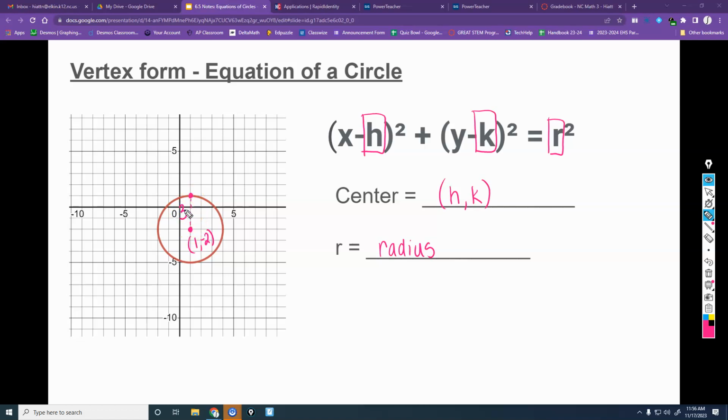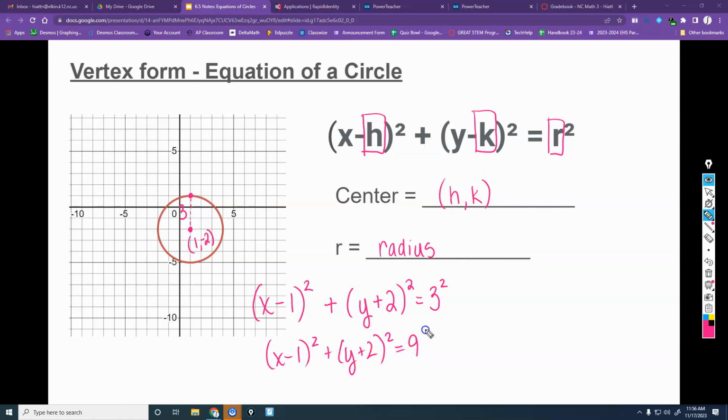So if I want to write the equation of this circle, it will look like this. I will have x minus 1 squared. So that positive 1 becomes a minus 1 here because it's going to be opposite direction. Plus y plus 2 squared equals the radius squared. And so normally you'll see this x minus 1 squared plus y plus 2 squared equals 9. They'll go ahead and square that and put that number there.